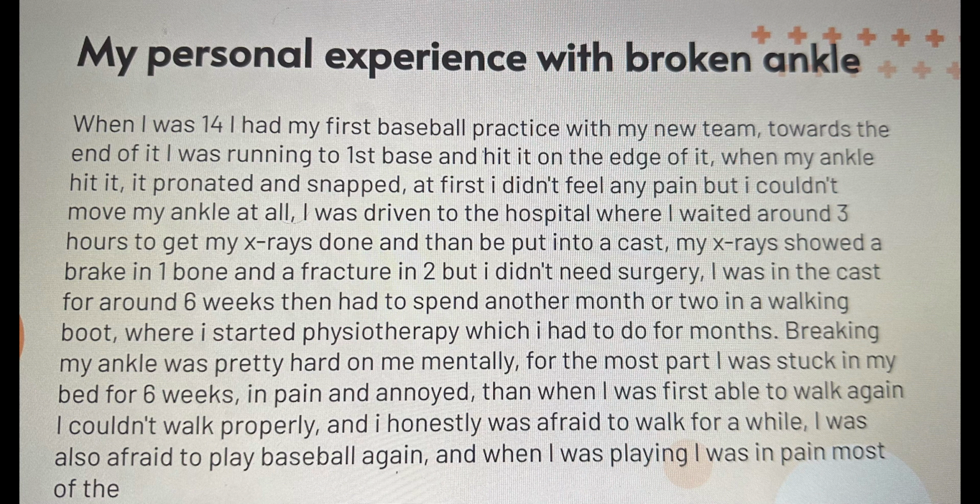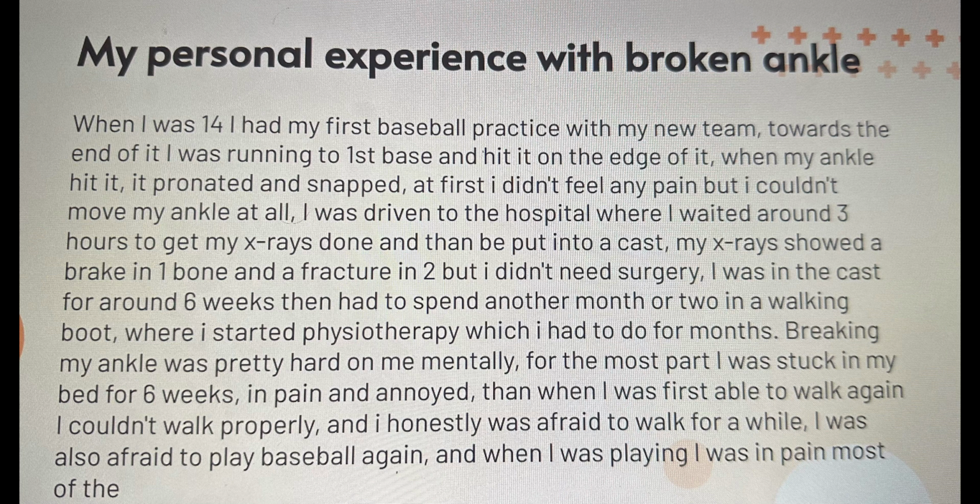My x-rays showed that I had a break in one bone and a fracture in two, but I wouldn't need surgery, thankfully. I was in the cast for around 6 weeks and had to spend another month or two in a walking boot while I started my physiotherapy, which I had to do for months. Breaking my ankle was pretty hard on me mentally. For the most part, I was stuck in my bed for 6 weeks in pain and annoyed.